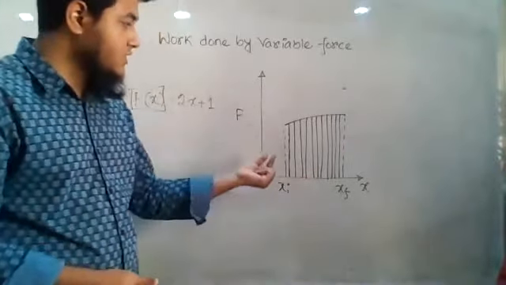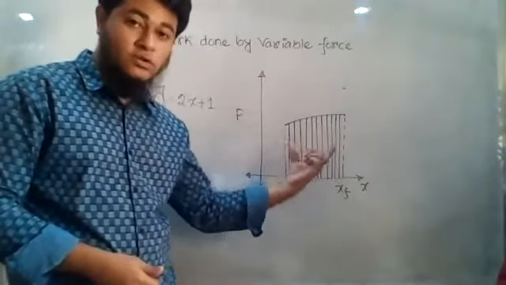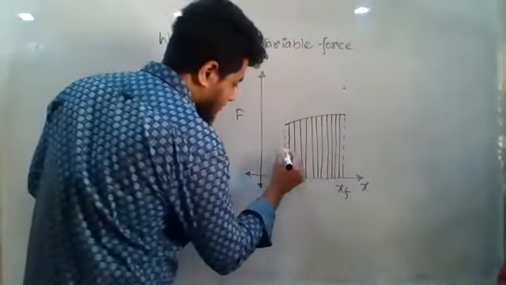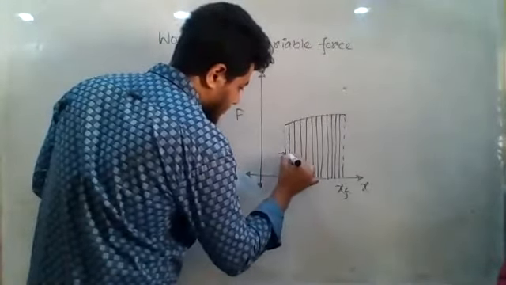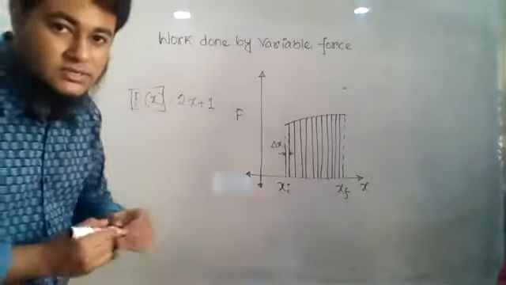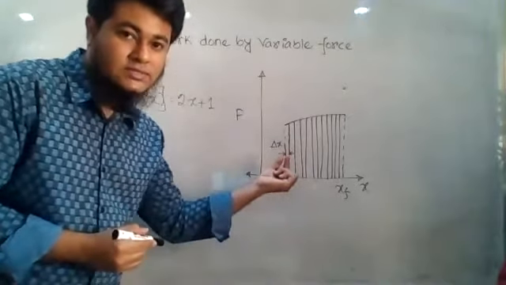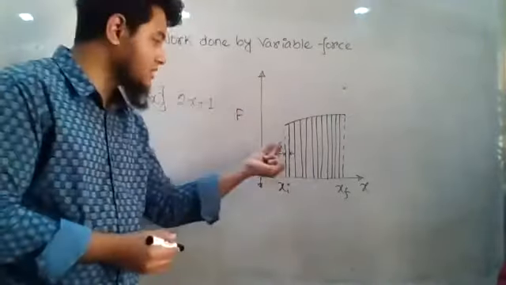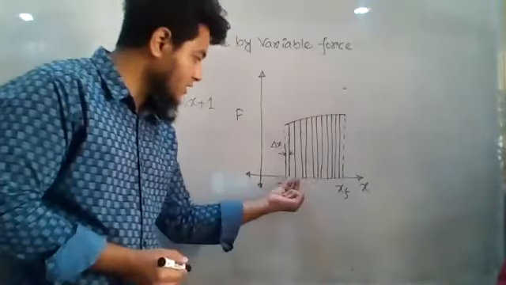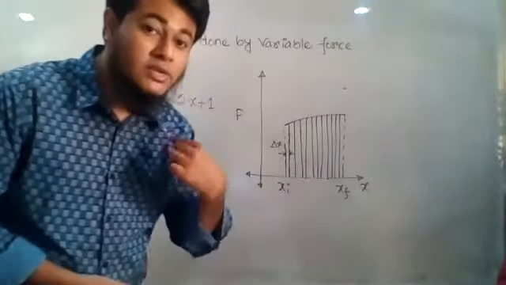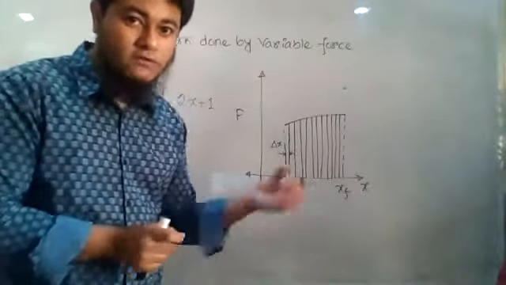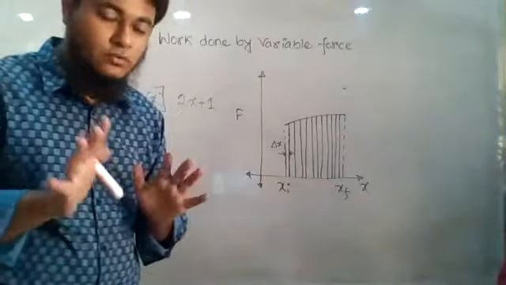So what I did, I divided the whole displacement into small parts. Now, what is the width of each part? If I show you in this way, this width is delta x. Can you see it? I have shown it here. The width of each segment is delta x. That means the displacement here is delta x. So delta x, delta x, delta x, delta x. How many delta x will there be? We have divided into n equal parts, so n number of delta x there are going to be. Do you understand?